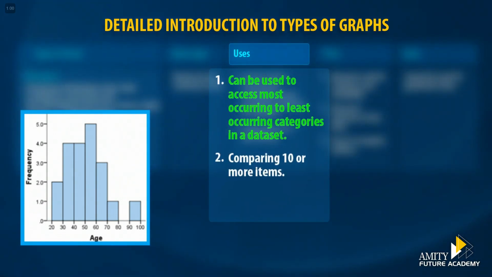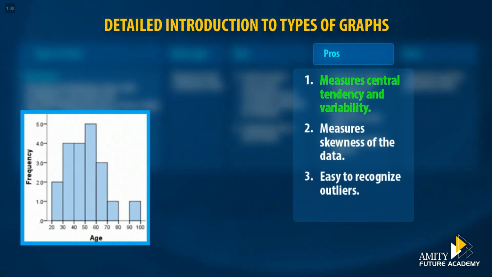Uses: it can be used to assess the most occurring to least occurring categories in a data set. Here we have plotted age over frequency, and we can see that people of age 50 to 60 are more numerous in the particular population data set that was taken. So it is easy to understand. It also measures central tendency and variability. What we mean by central tendency is nothing but mean, median, and mode, so it is easy for us to calculate that in a histogram. It also tells me the skewness of the data.